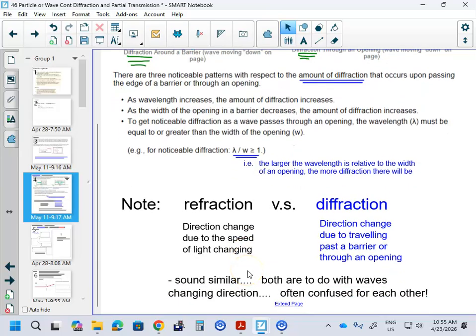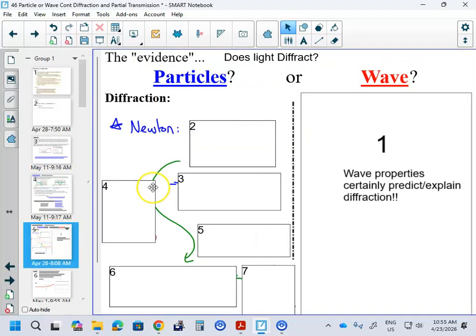So notice the words here. If you're not as familiar with these, you want to try not to get them confused, right? Refraction would be a change in direction due to the speed of light changing as it goes into a new material, whereas diffraction is a change in direction due to just traveling past a barrier through an opening. Okay, they sound kind of similar, can be confused with one another. So I just want to clarify that.